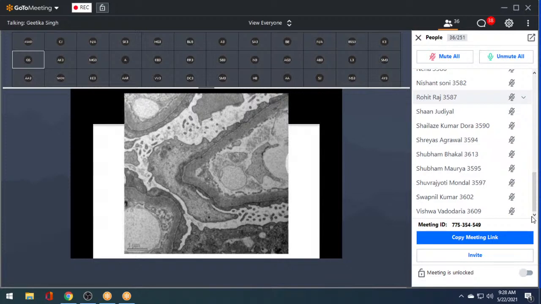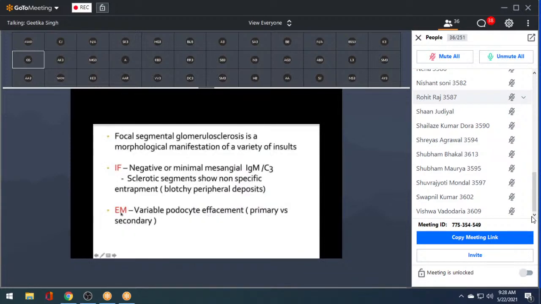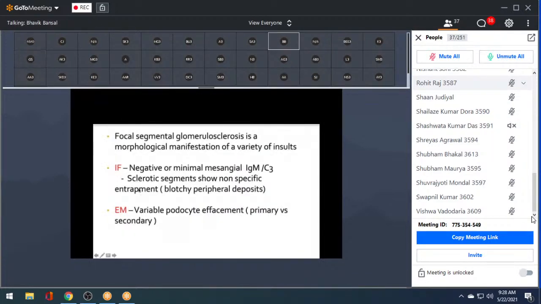We've seen the difference in histology. IF, we'll talk about. FSGS can have some non-specific entrapments, but EM will be the same. Does this suggest that clinically one transforms into the other, like minimal change? That's a very, very good question, because that debate is still on. Okay, and from the clinical side also, we'll get a lot of questions like this.